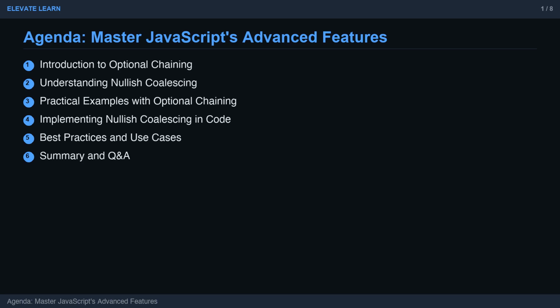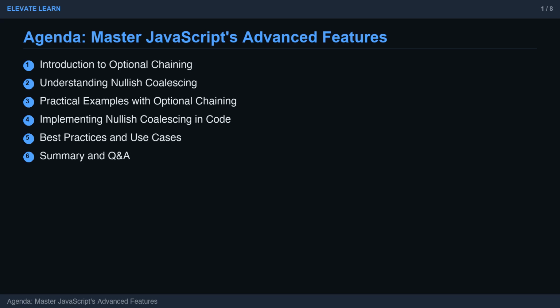Next, we'll explore Nullish coalescing, which helps us handle null or undefined values more elegantly. You'll get hands-on with implementing these in real code. We'll also cover best practices and discuss some common use cases. By the end, you'll have a solid grasp of how to leverage these features effectively. And finally, we'll open it up for any questions you might have.